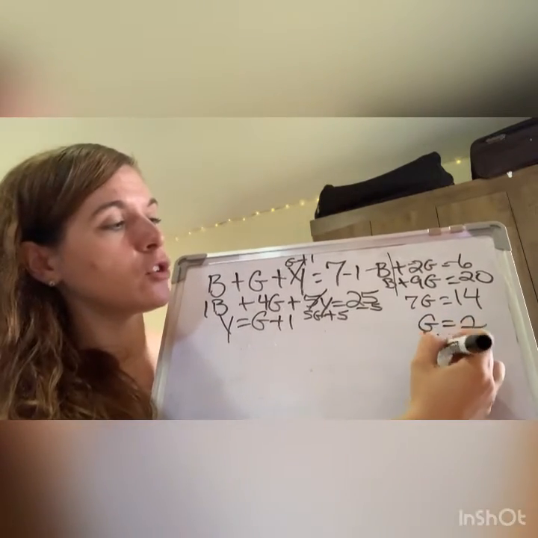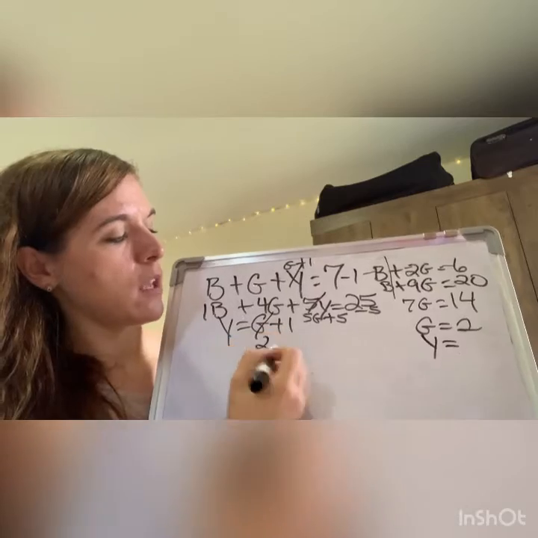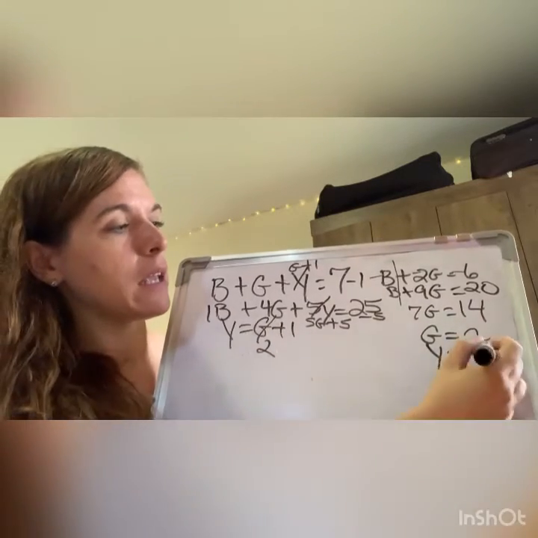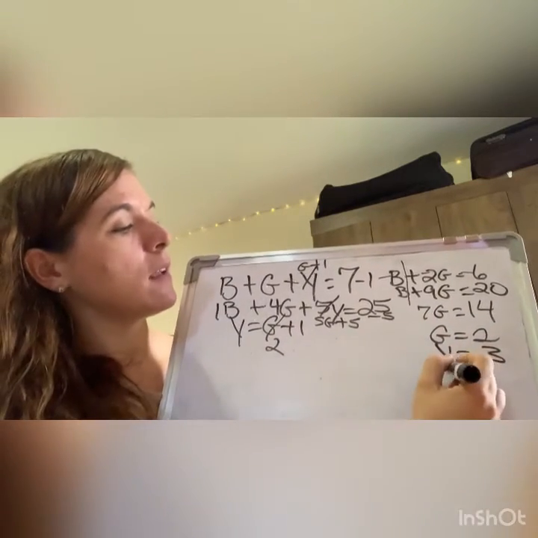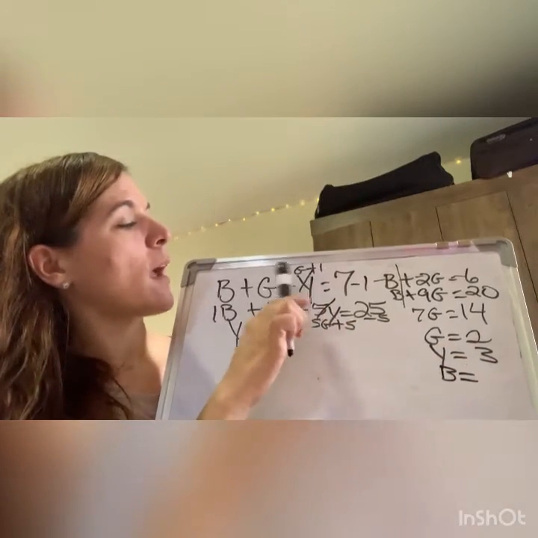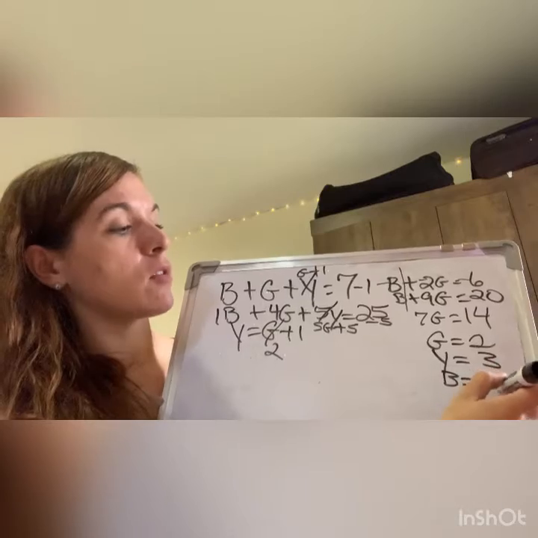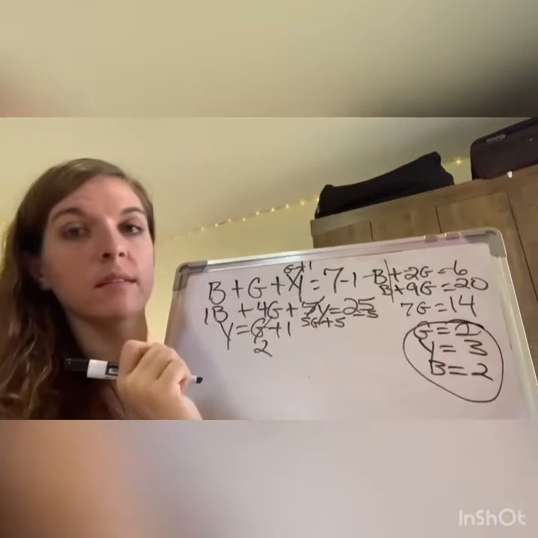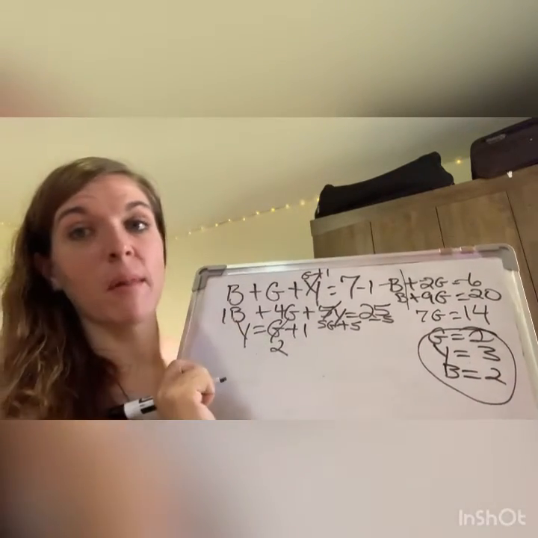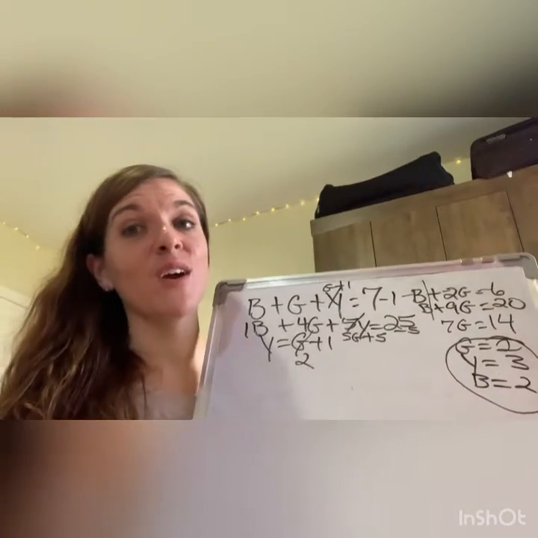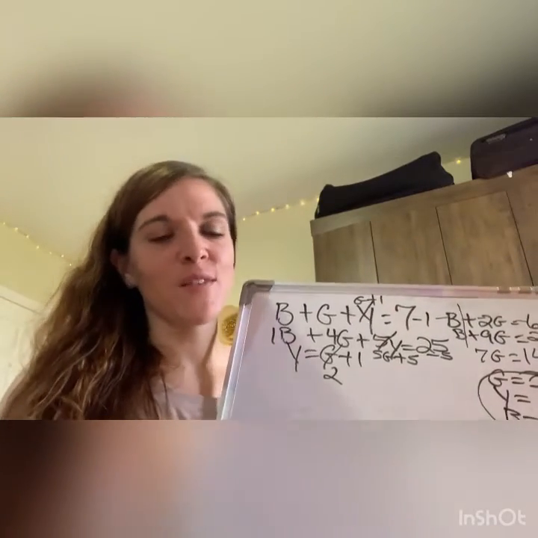Well, if g equals 2, then that's 2 here. That means y equals 3. And then g plus y plus b equals 7. So that's 2 plus 3 is 5. So b must be 2. Okay? Then you can check it by plugging it in. But that's your answer for example 2. So go ahead and try the practice and make sure that you can do that on your own.